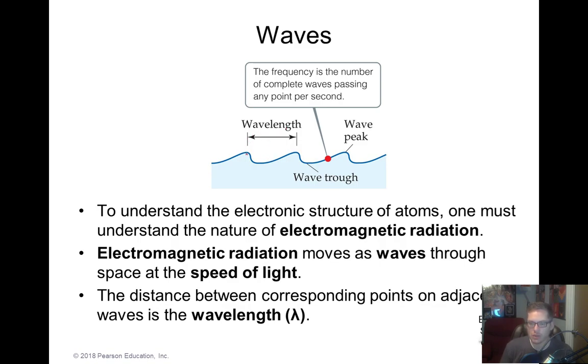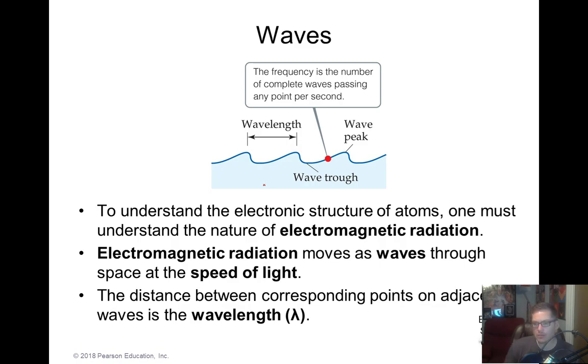Wavelength is when we go from one point to another, and it's literally just the length. How long is that wave? Here they've measured it from crest to crest, or from peak to peak. You could measure the wavelength from trough to trough. Just any two places that encapsulate one complete wave. That would be the wavelength.